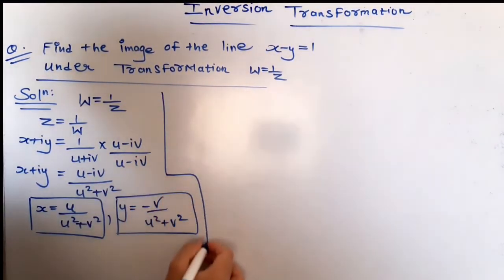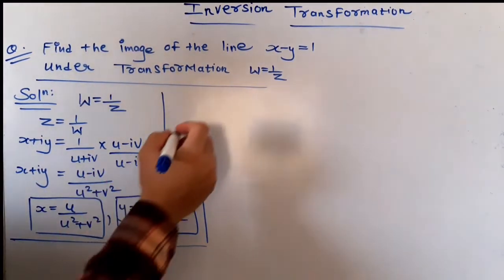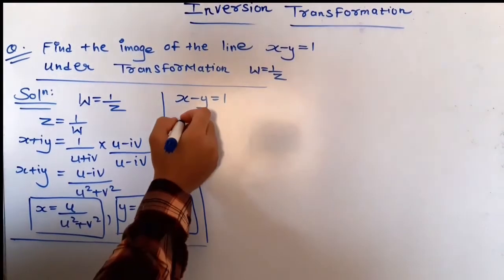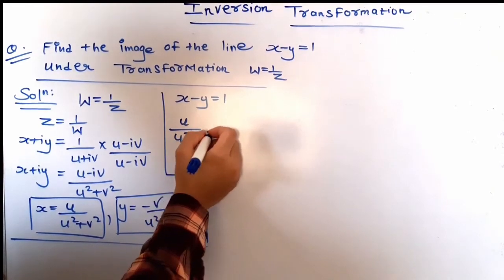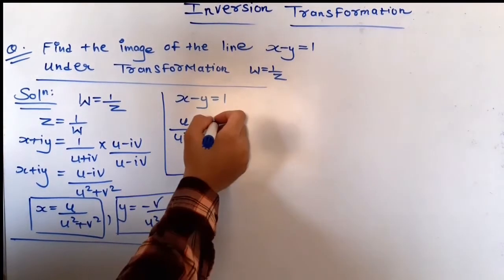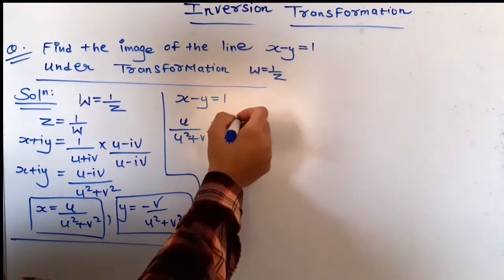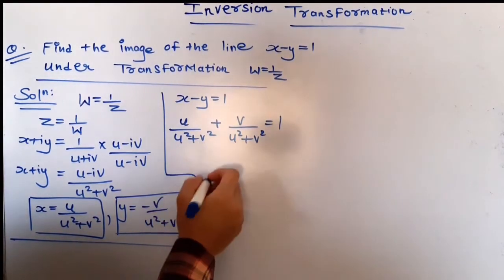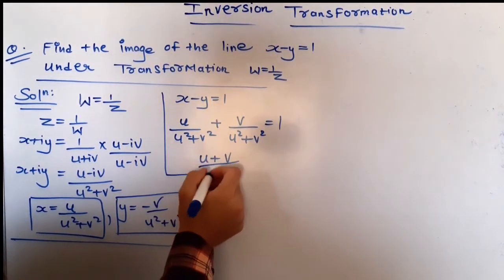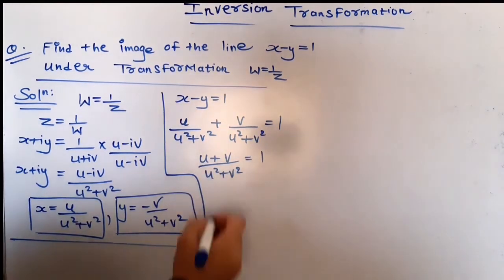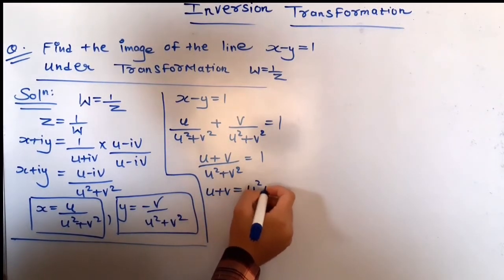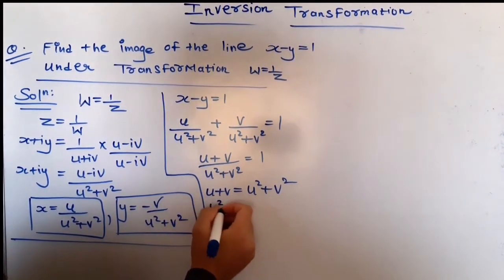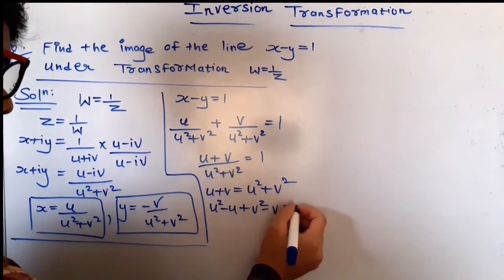So now here it is given that x minus y equals 1. So now here x is this, so it is u upon u square plus v square minus, and this minus gets added, that is minus minus plus, so it is v upon u square plus v square, which is equal to 1. Now here the LCM is the same, so we can write u plus v upon u square plus v square is equal to 1. Okay, so u plus v is equal to u square plus v square. So now bringing u and v on the RHS, we get u square minus u plus v square minus v equals 0.